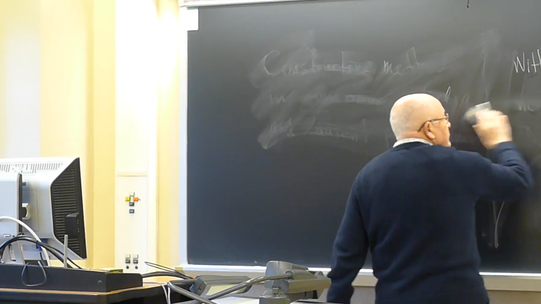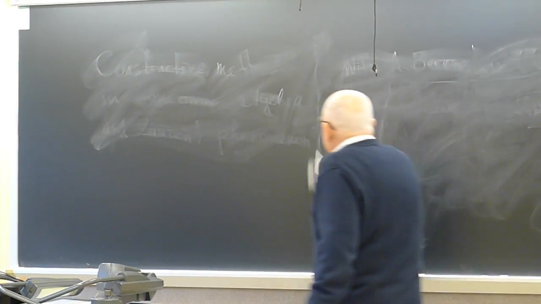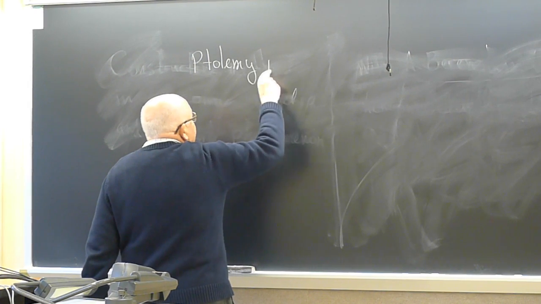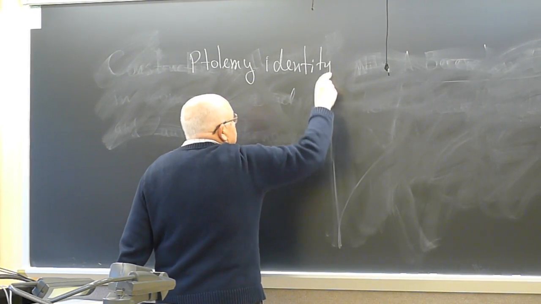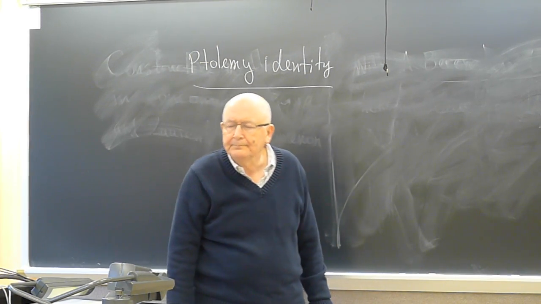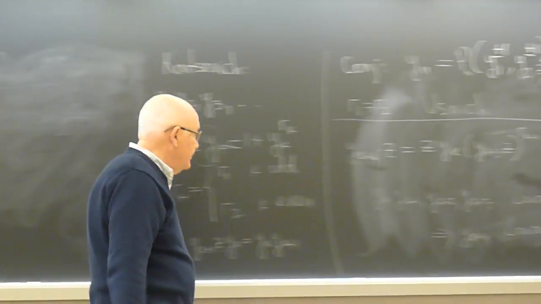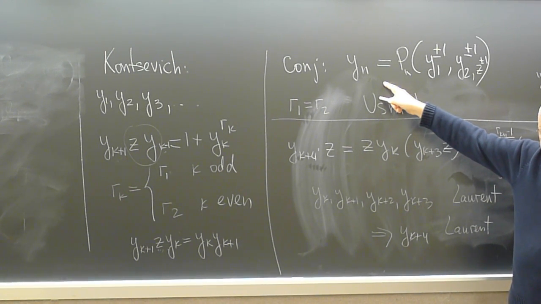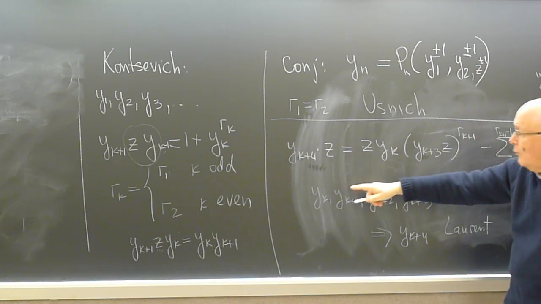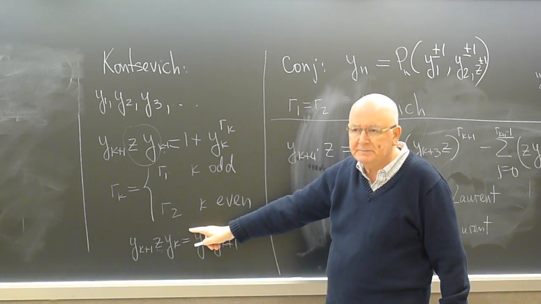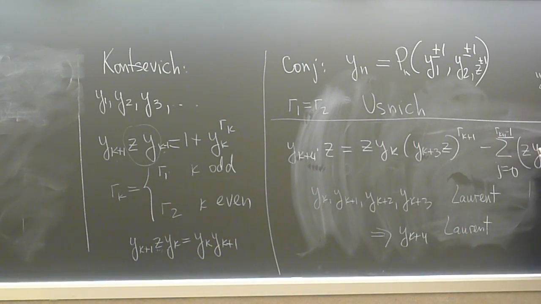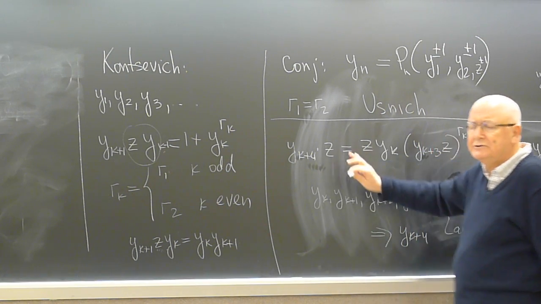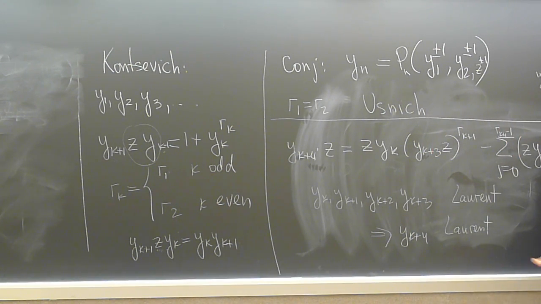But I would like to talk more about another topic, the so-called Ptolemy identity. Does this prove it? It proves that this will be a Laurent phenomenon for any n. And for general r_k? For this periodic case you need this periodicity. In the general case, if you have periodicity 3, it is not true, even in the commutative case. So this is just an exception.